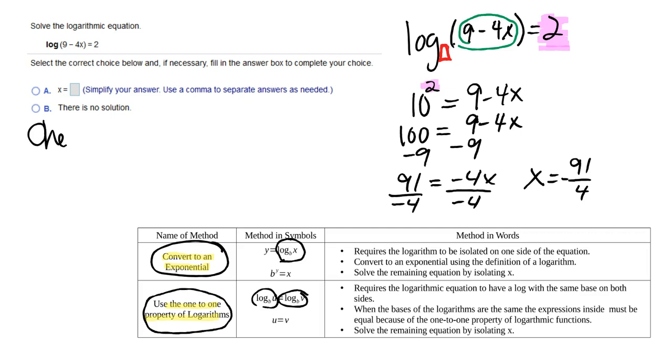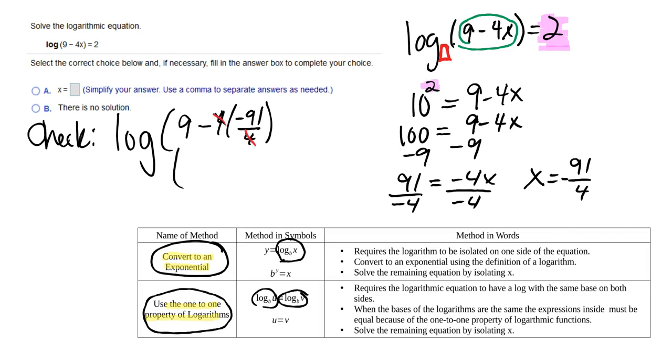For every log equation you need to check to make sure you're not taking the log of a negative. So I'll substitute that negative 91 over 4. 9 minus 4 times negative 91 over 4. The 4's cancel. And you've got 9 minus a negative 91. That's the same thing as plus. Negative minus a negative is plus, so we've got 9 plus 91. So that's going to be a positive value, and we'll end up keeping that solution.